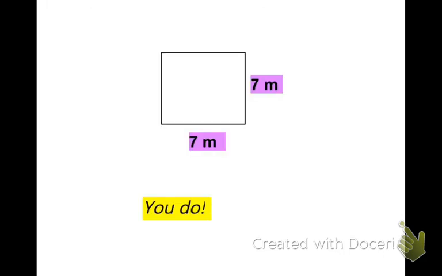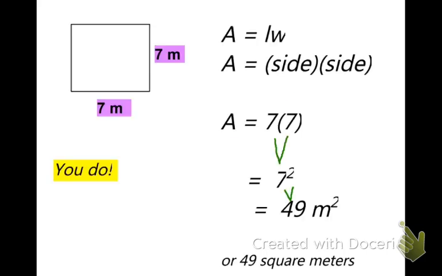Now find the area of this square. Remember to pause the video. Since you're finding the area of a square and all sides are the same length, you can just call it side times side, or s to the second power. 7 times 7 is 7 squared, which is 49. And because this is area, we're counting all the little squares inside, so our label is meters squared, or square meters.